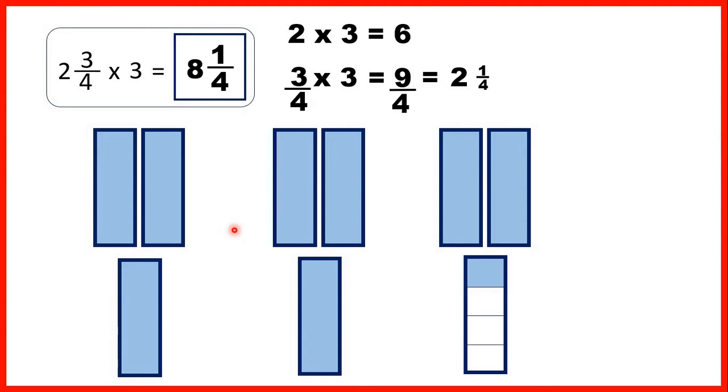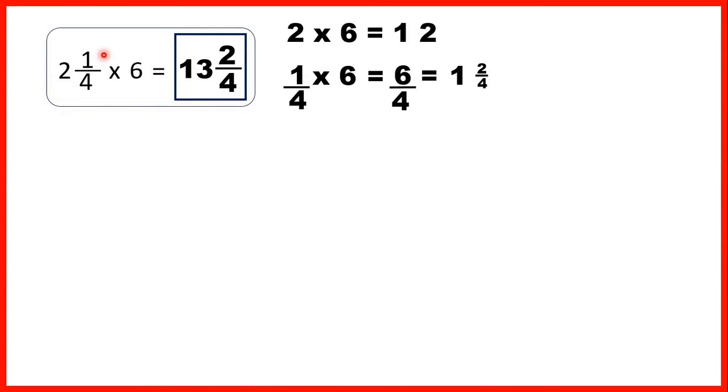So you can see now, what do we have all together? We have 8 wholes, 6 up here, and then 2 here, which matches the 6 and 2 we have here, and we have 1/4. So our answer is 8 and 1/4. Now, let's try the other question we looked at. That was 2 and 1/4 times 6. So we did 2 times 6 to get 12, and we did 1/4 times 6 to get 1 and 2/4, and then we added up our answers to get 13 and 2/4.